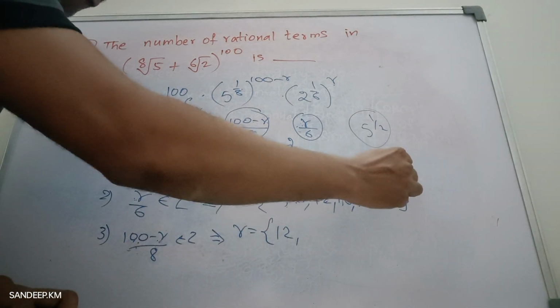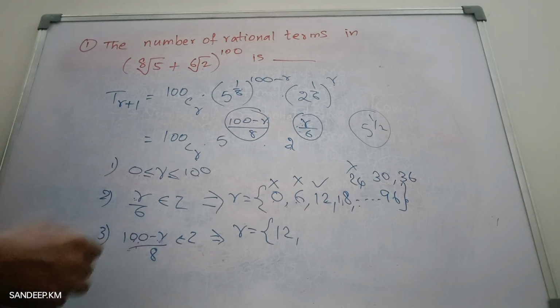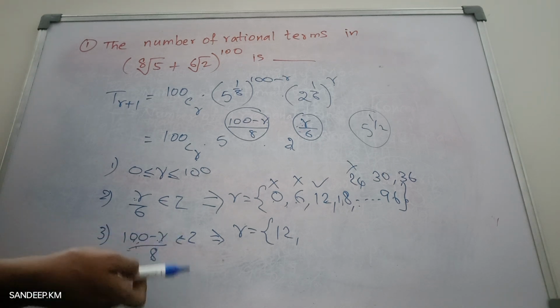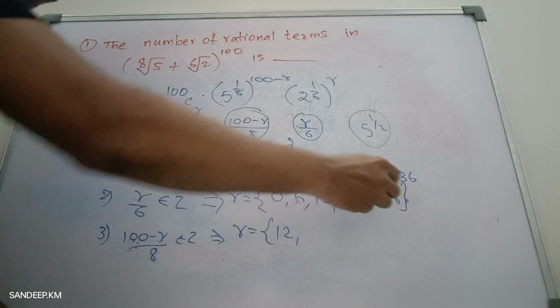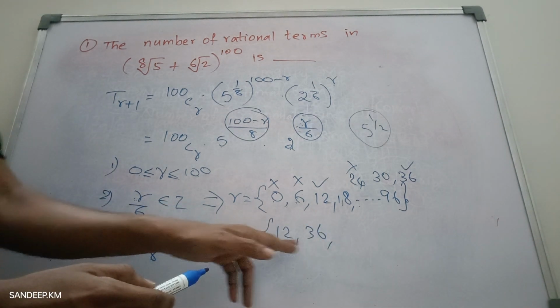And the next value of r is 36. So if you substitute r as 36, 100 minus 36 is 64. 64 by 8 is an integer. 64 by 8 is 8. That means 36 is selected. Enough. I'm not saying these two are the values of r.